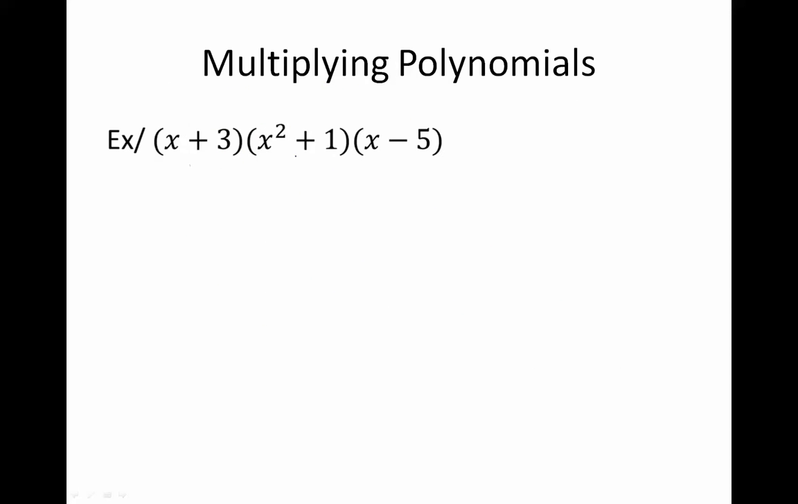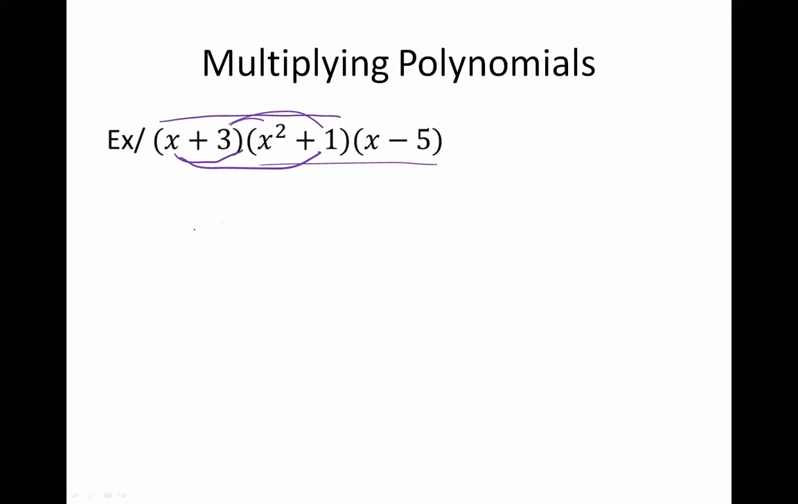Notice here we're multiplying 3 polynomials together. So we're going to multiply 2 of them together, like these 2, and then we're going to multiply the result. Now it doesn't matter if I multiply these 2 together first or these 2 together first. The point is that I have to multiply 2 of the polynomials together, and then I multiply the other ones. So here we're going to distribute the x and distribute the 3.